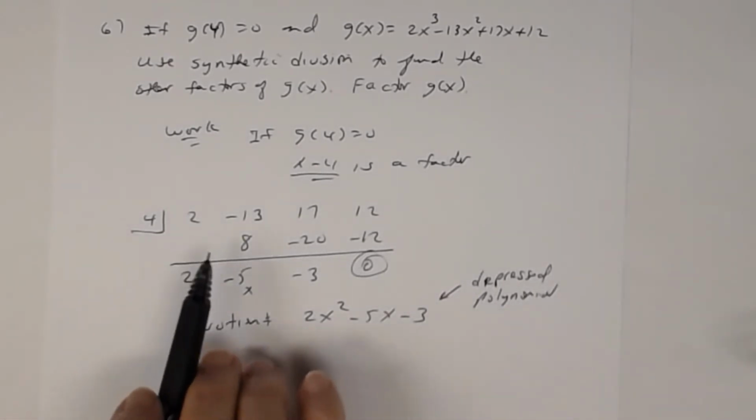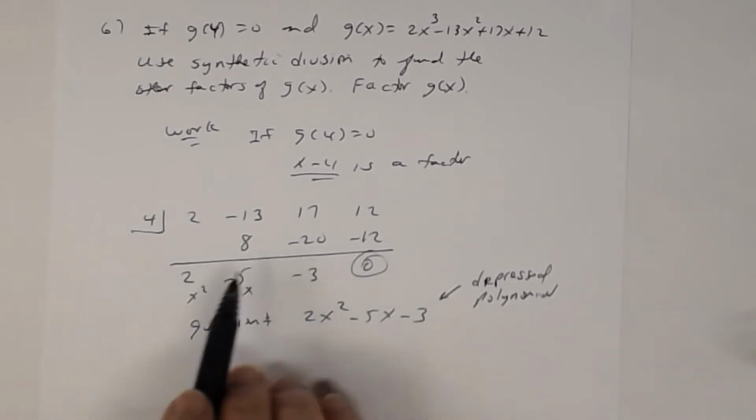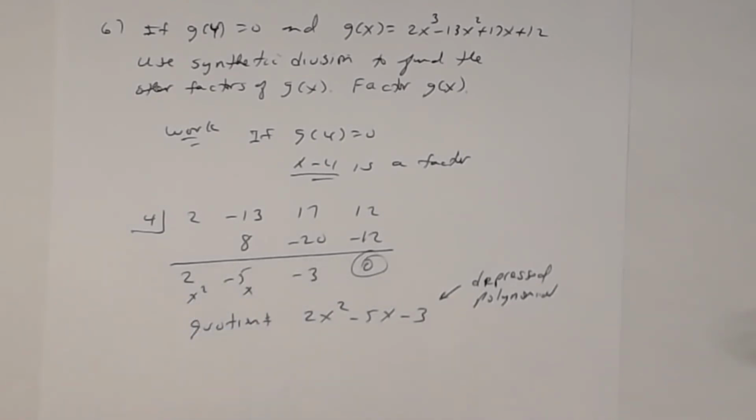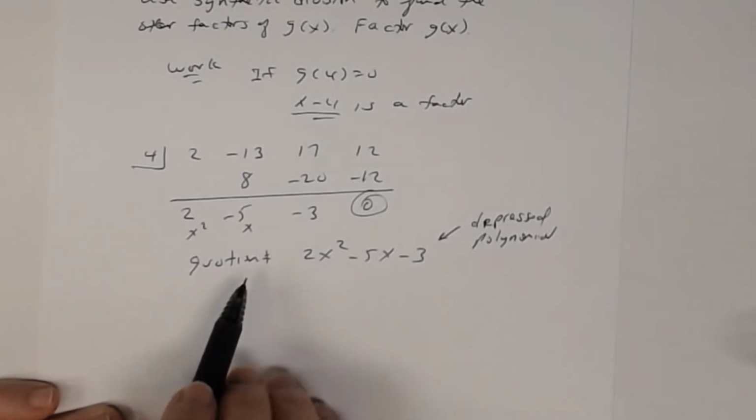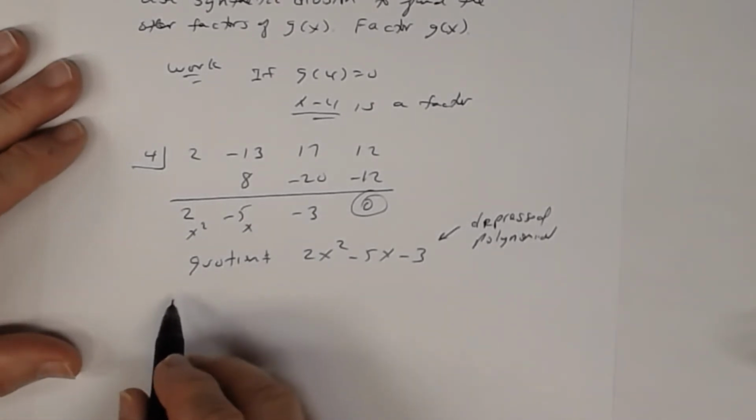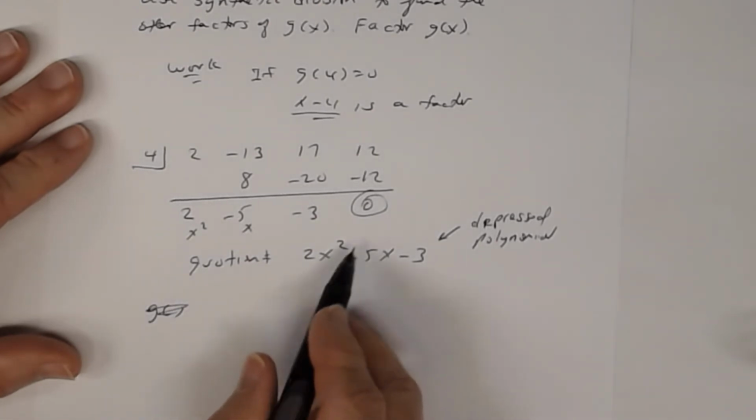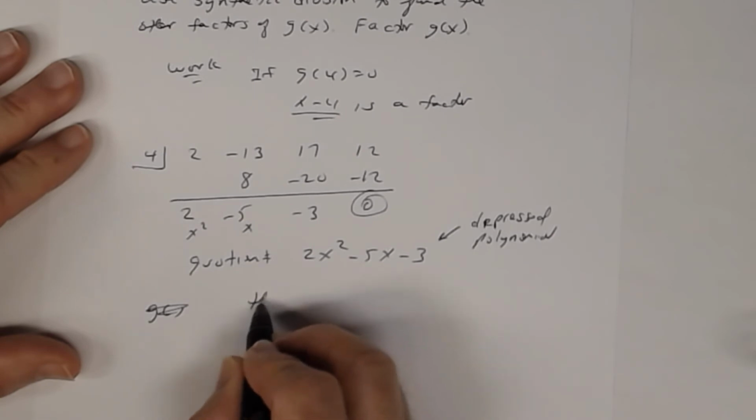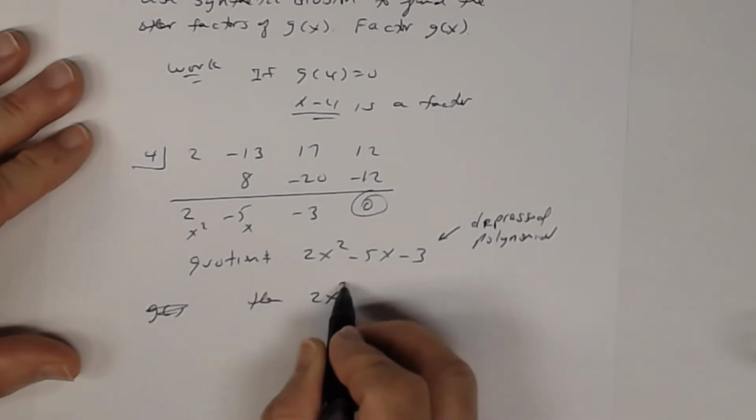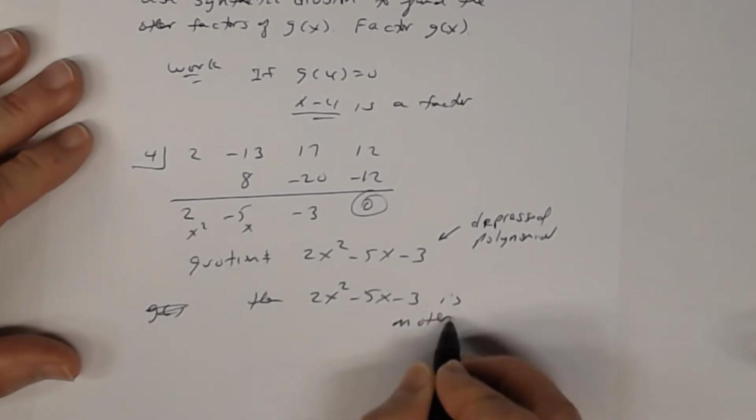So when you do that synthetic division, this quotient is your depressed polynomial. Now, here's what we know. I just want you to think about this. Listen carefully. Right now I know g of x. And by the way, since my remainder is 0, 2x squared minus 5x minus 3 is another factor.